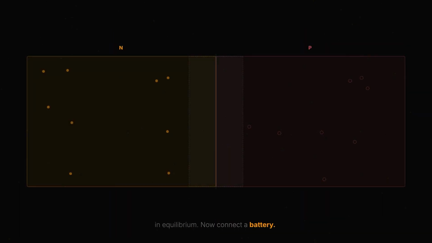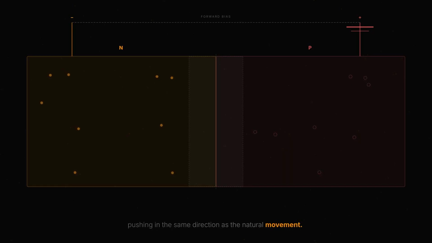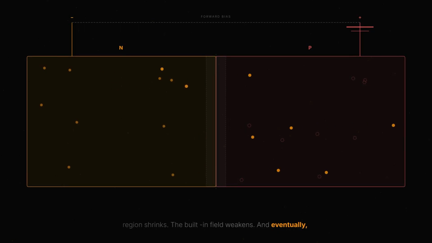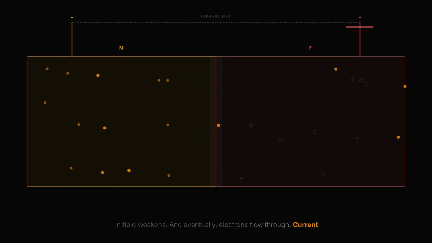Now connect a battery. If you connect positive to the P side and negative to the N side, you're pushing in the same direction as the natural movement. Electrons on the N side are pushed toward the junction. Holes on the P side are pushed toward the junction. The depletion region shrinks. The built-in field weakens, and eventually, electrons flow through. Current flows. This is called forward bias.